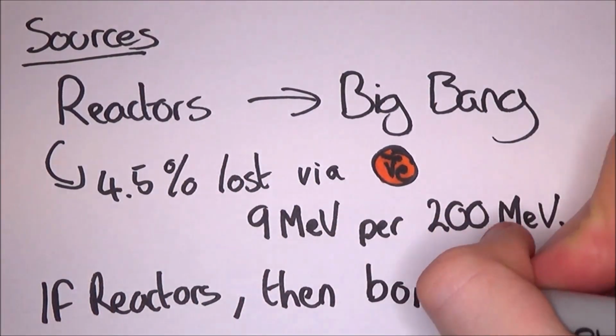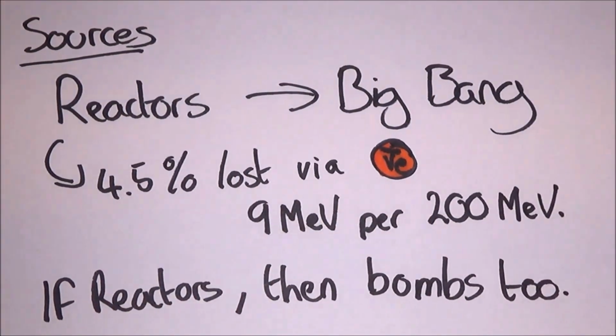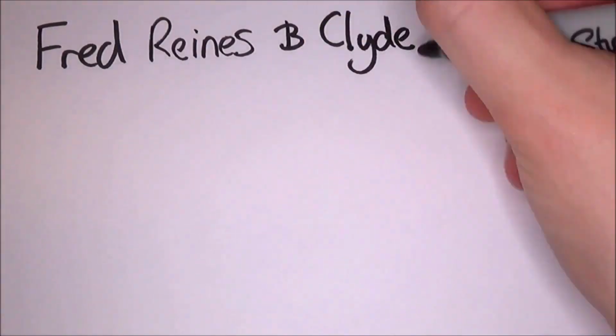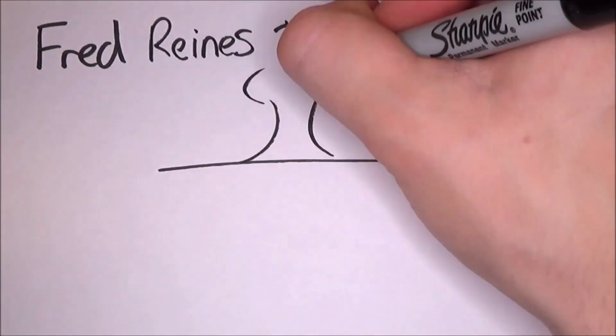Obviously, if fission releases neutrinos, so do nuclear bombs. They produce a huge amount of neutrinos. In fact, they produce an insane amount of neutrinos.